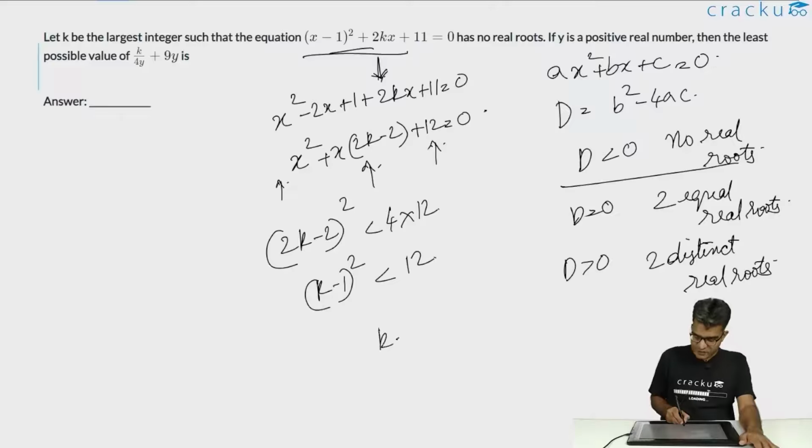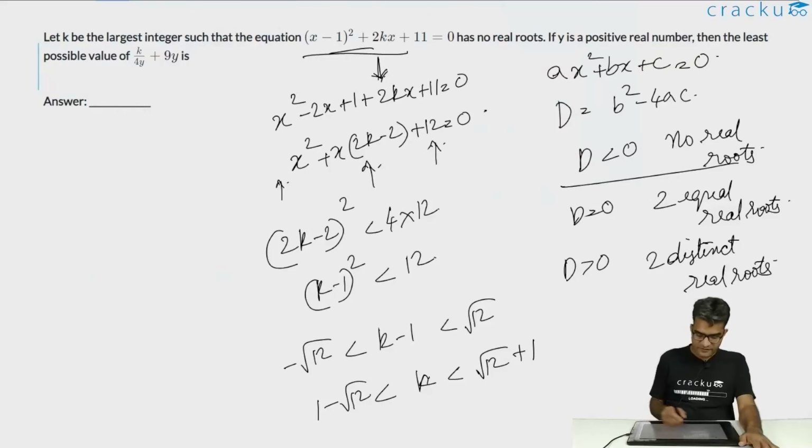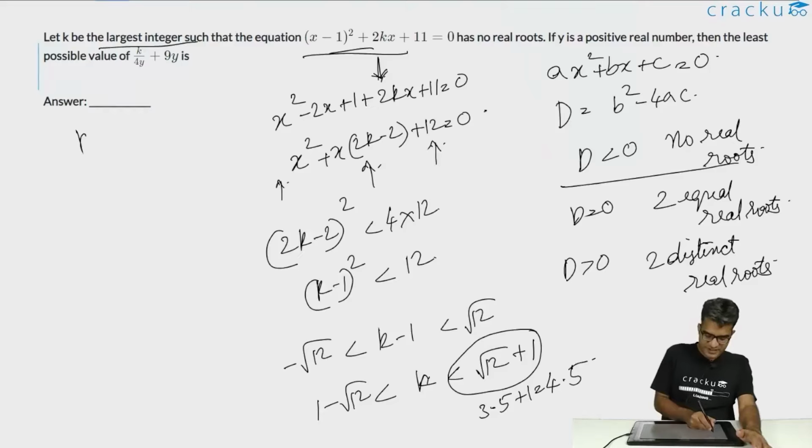So k minus 1 should lie between minus square root of 12 and square root of 12, or k has to lie between 1 minus square root of 12 and square root of 12 plus 1. We are looking for the largest integer for which this is true. Square root of 12 is approximately 3.5, and 3.5 plus 1 is 4.5. So k has to be less than 4.5, and the largest integer for which this is true is 4. So the value of k is 4.